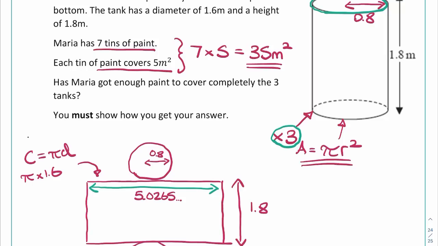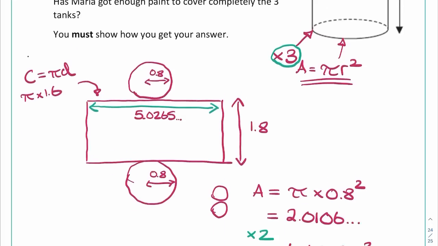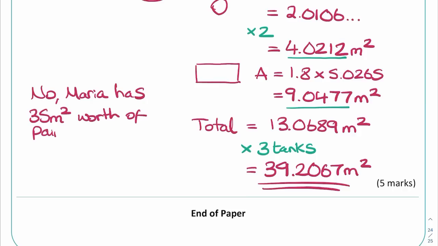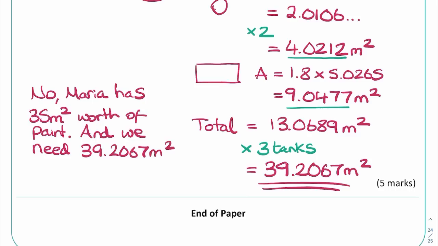Now back to that first line in the question, we know that Maria only has 35 meters squared. So has Maria got enough paint to cover completely the 3 tanks? You must show how you get your answer. So we would say no. Maria has 35 meters squared worth of paint, or she can only cover 35 meters squared, and we need 39.2067 meters squared.